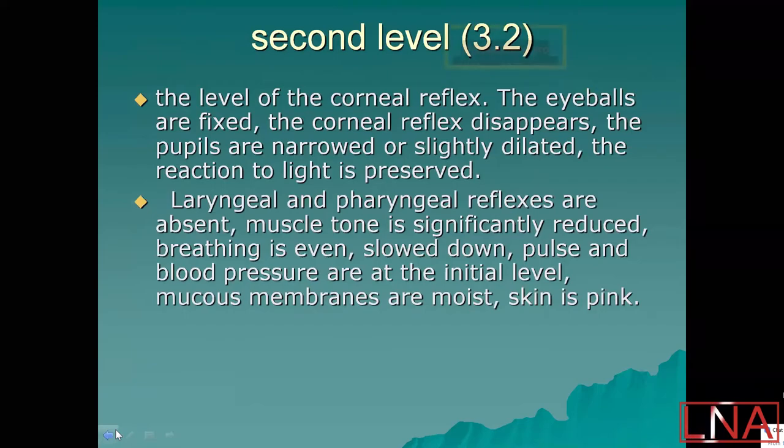Second level of the surgical stage. The level of corneal reflex: the eyeballs are fixed and the corneal reflex disappears. The pupils are narrowed or slightly dilated. The reaction to light is preserved. Laryngeal and pharyngeal reflexes are absent. Muscle tone is significantly reduced. Breathing is even, slowed down. Pulse and blood pressure are at the initial level. Mucous membranes are moist. Skin is pink.